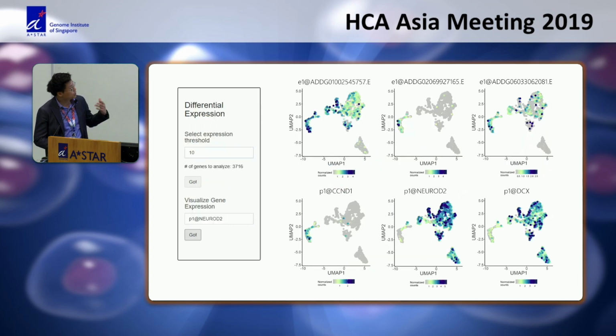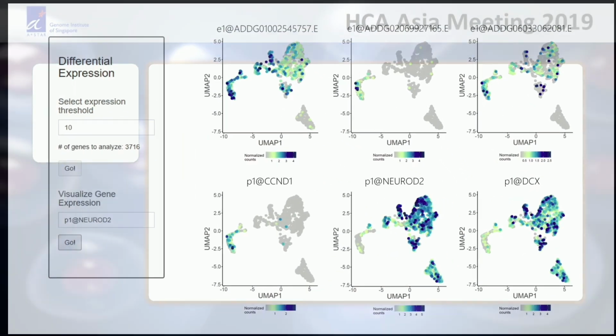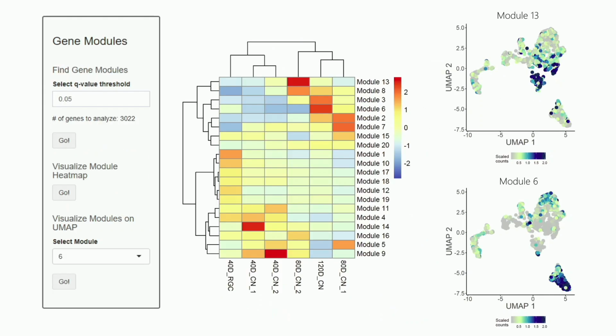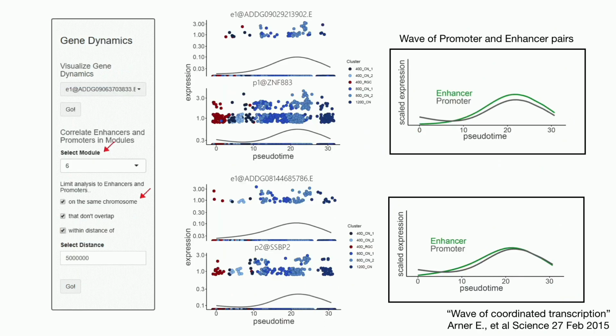So you can do this, identify the enhancers and promoters of that. Here NEUROG2 and DCX are expressed along the pseudotime, whereas CCND1, which is a cell cycle gene, is lost during the differentiation of the neurons. You can also identify modules that have similar gene expression patterns, and these modules then can become very important when we look at promoter enhancer activities.